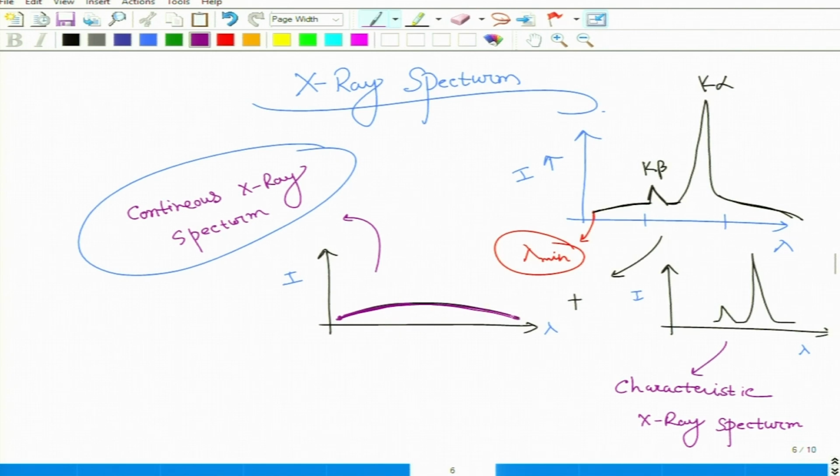Now intensity can vary, but this is also more or less constant. Intensity we can't say, but all lambda will be present there. That is the source behind this continuous spectra. Now coming to the reason behind these two special peaks: why are there two special peaks?